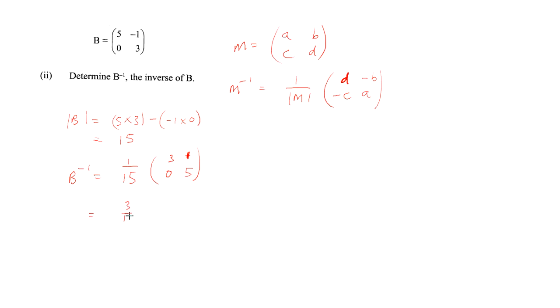So you can leave the inverse as this, or you can write it as 3 over 15, 1 over 15, 0, and 5 over 15. Or you can simplify it even further and say 1 over 5, 1 over 15, 0, and 1 over 3. So you can either give your answer as this, this, or this.